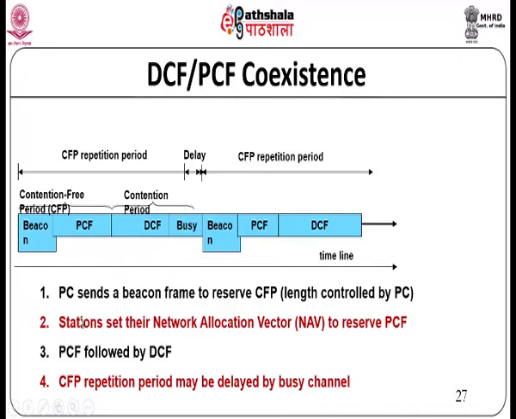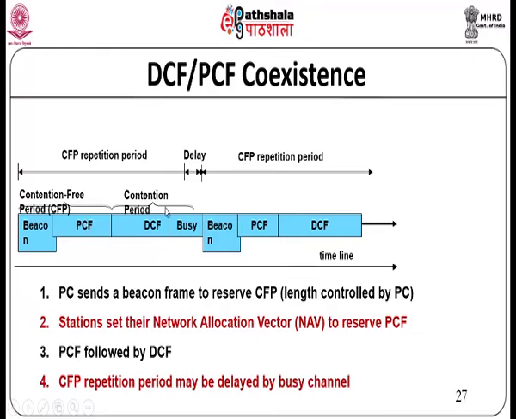Okay. So normally the sequence will be like this. The PC, the point coordinator or the AP, will first send out a beacon frame to reserve this contention free period. So the duration for which it wants to access will be reserved by it first. Then the stations will set what is called a network allocation vector to reserve that particular point coordination function for that particular time. Okay. Now they will be able to transmit for that duration of time.